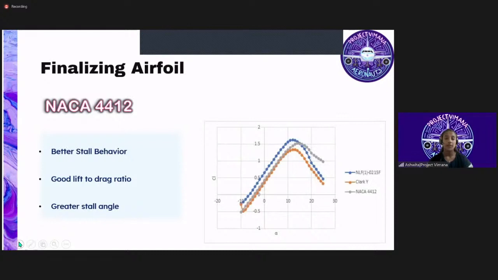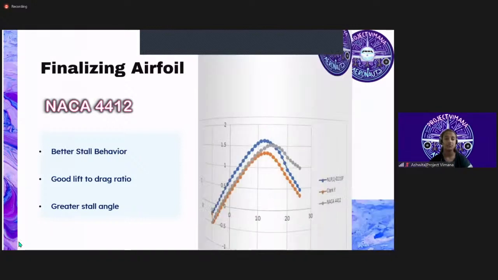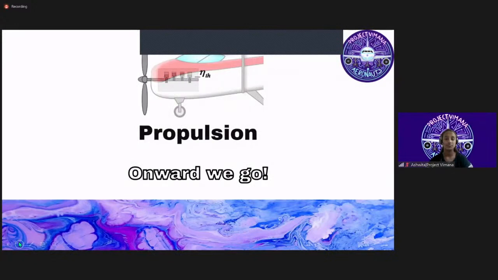So we chose the final airfoil to be NACA 4412 as it has a better stall behavior, a good lift to drag ratio, as well as a greater stall angle. As you can see from the graph, the gray line has a smoother curve. I call upon Srilasya from the propulsion team.